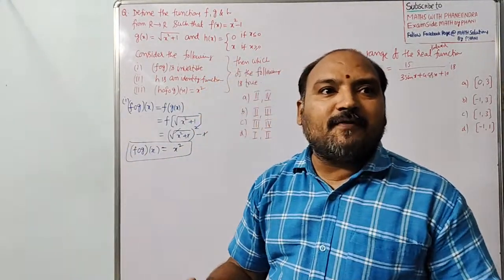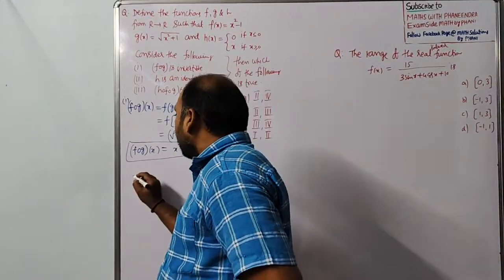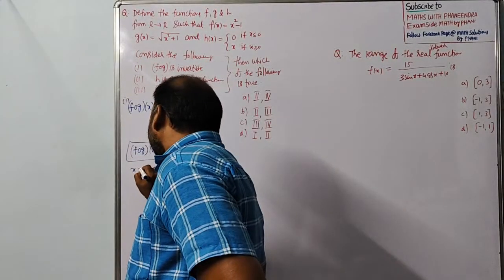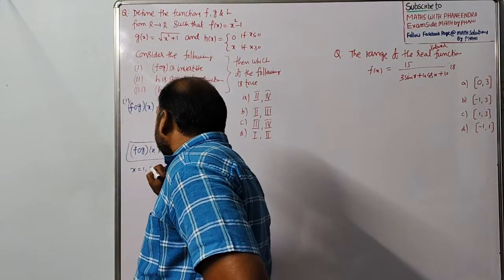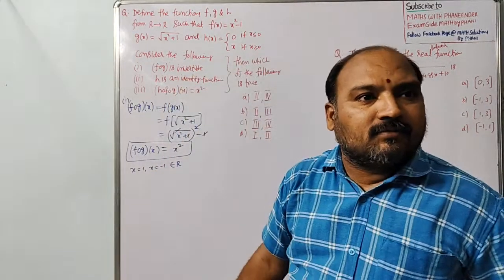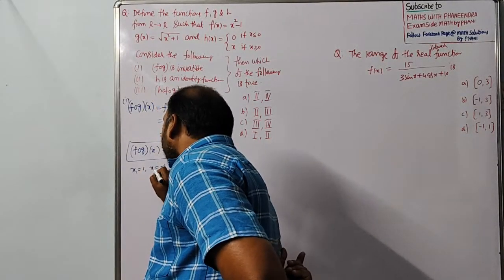How can we verify whether it is invertible or not invertible? First I am taking, why? Because it is defined from R to R, no? x is equal to plus 1, comma, x is equal to minus 1, both belong to R. Am I right? But x1 and x2 you can take it.